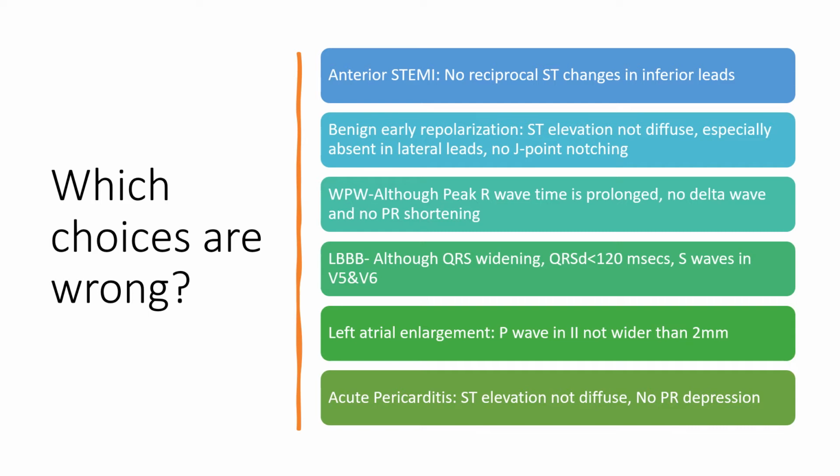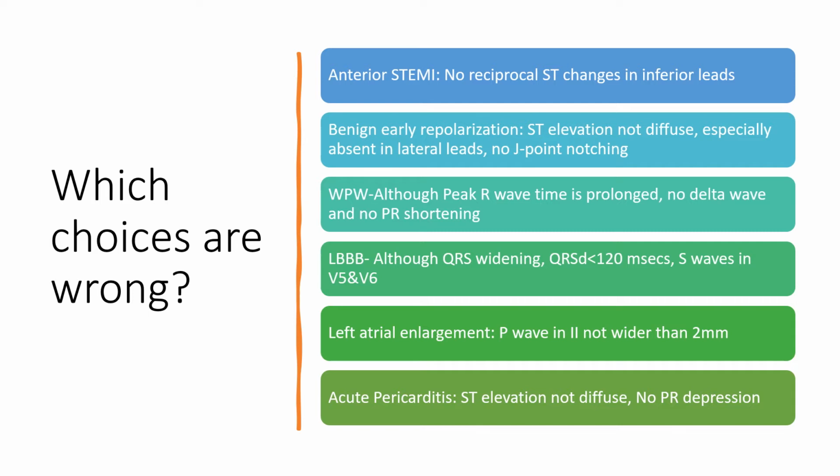It is not a WPW because there are no delta waves and no PR shortening, although there is some increase in peak R wave time, which is the time from the onset of the QRS complex to the peak of the R wave. There is QRS widening, but the QRS duration is less than 120 milliseconds, and there are also S waves in V5 and V6, which goes against the diagnosis of left bundle branch block.